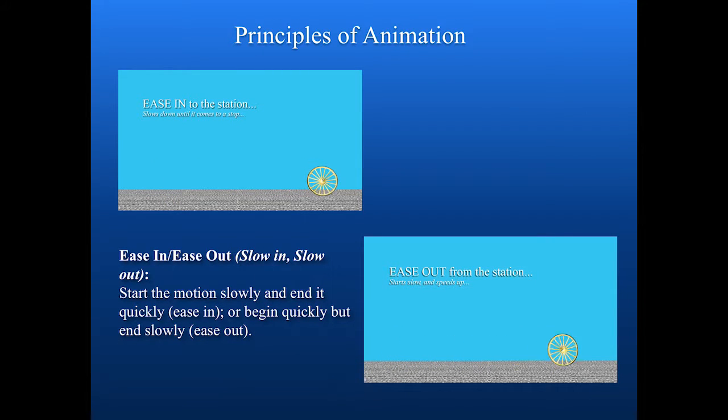Ease in, ease out, or slow in, slow out. It's the same thing, just a different way of saying it. You start the motion slowly and end it quickly to ease in, or begin it quickly but end it slowly to ease out. In the After Effects universe, for ease in, you have to remember you ease into the station. So when you're easing into the station, you're going to slow your train down. Then you ease out from the station, and when you ease out from the station, you're going to speed your train up.